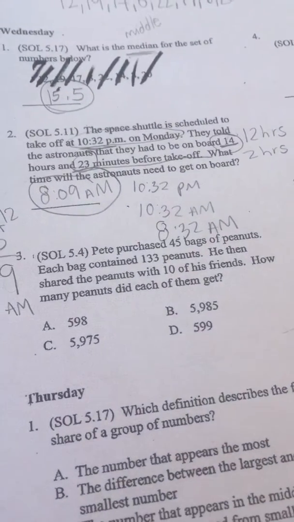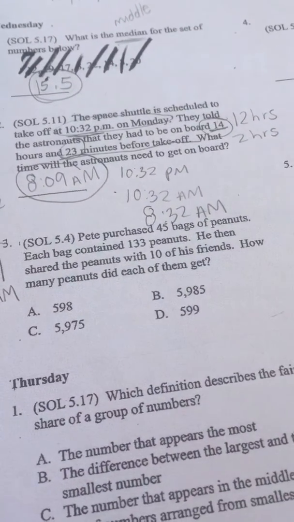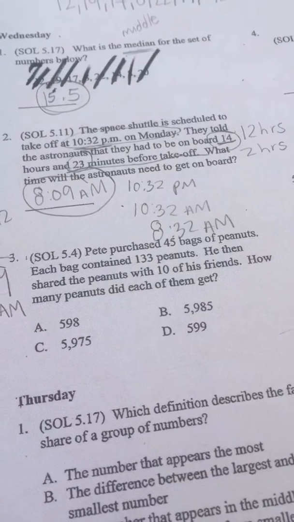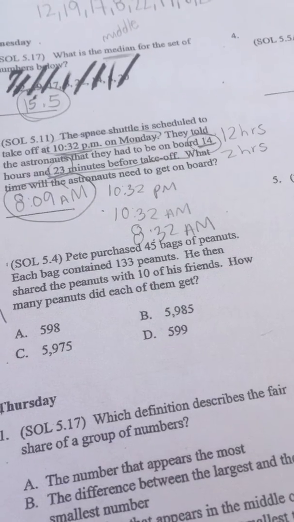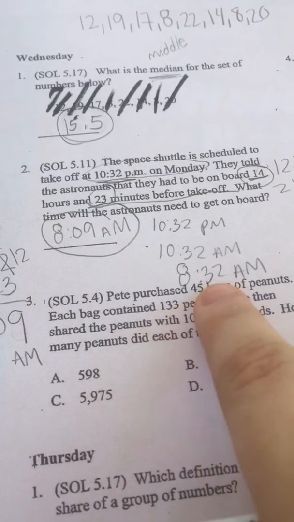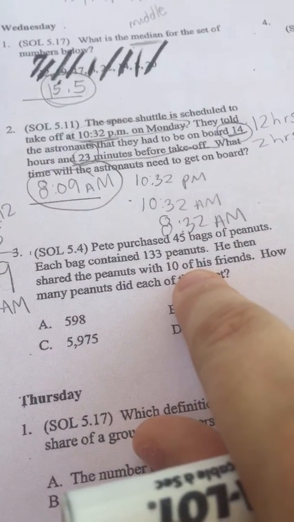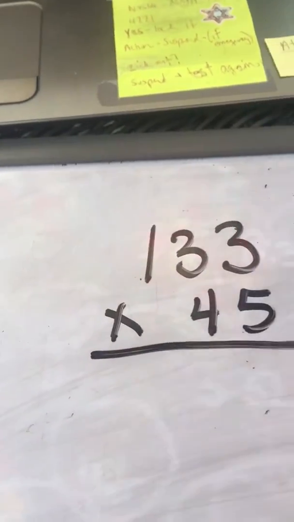So, I would ask in class, is this a single step or a multi-step problem, and how do you know, if this was during number talk? But since we are digital learning and we are learning from home, I'm going to let you know that this is a multi-step problem. So we are going to multiply 133 times 45 to figure out how many peanuts we have altogether first, before he shares them with 10 of his friends. So we're going to do 133 times 45, the amount of bags that he has of peanuts.